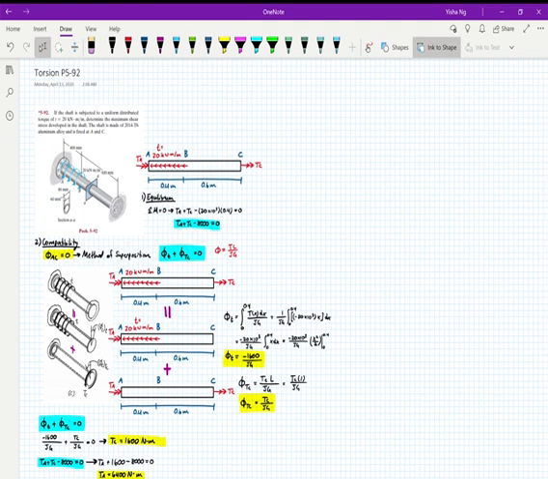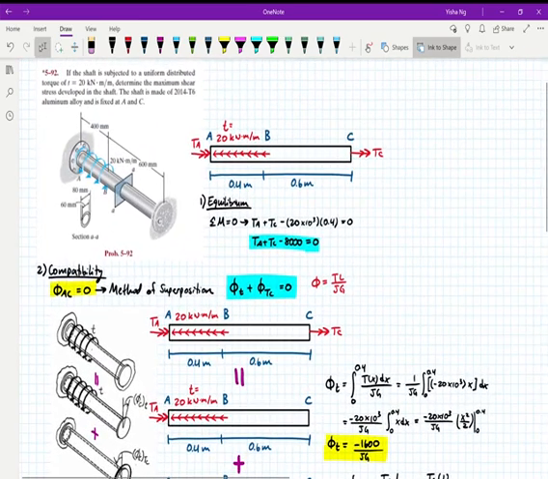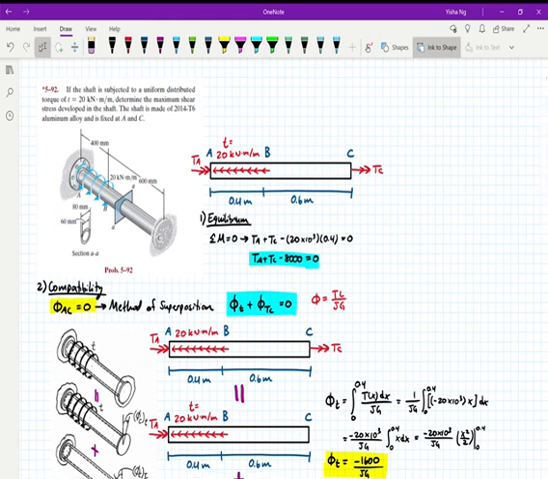All right, this problem 5.92 in the book is that you've got a shaft subjected to a uniform distributed torque. T is equal to 20 kilonewton meters per meter. Once again, your job is to determine the maximum shear stress developed in the shaft. Like before, it's fixed at both ends. That tells you immediately that it's a statically indeterminate problem. So we're going to follow basically the same process as we used before.